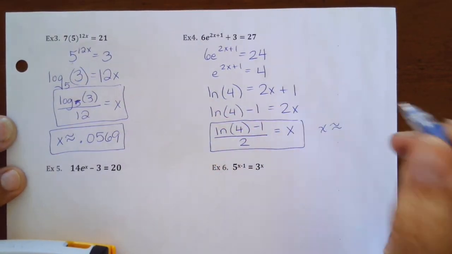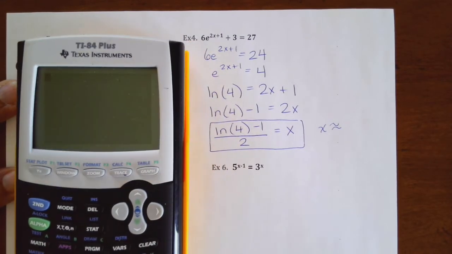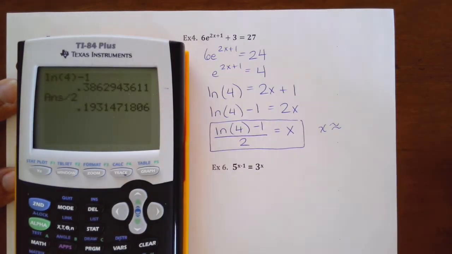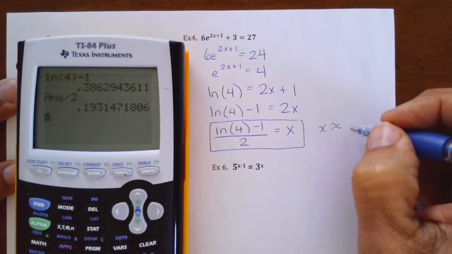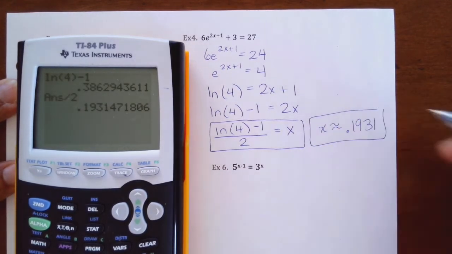And then the approximation, if you wanted to put it in your calculator, the natural log of 4, make sure you close your parentheses, minus 1, divided by 2. So we get 0.1931. Okay?